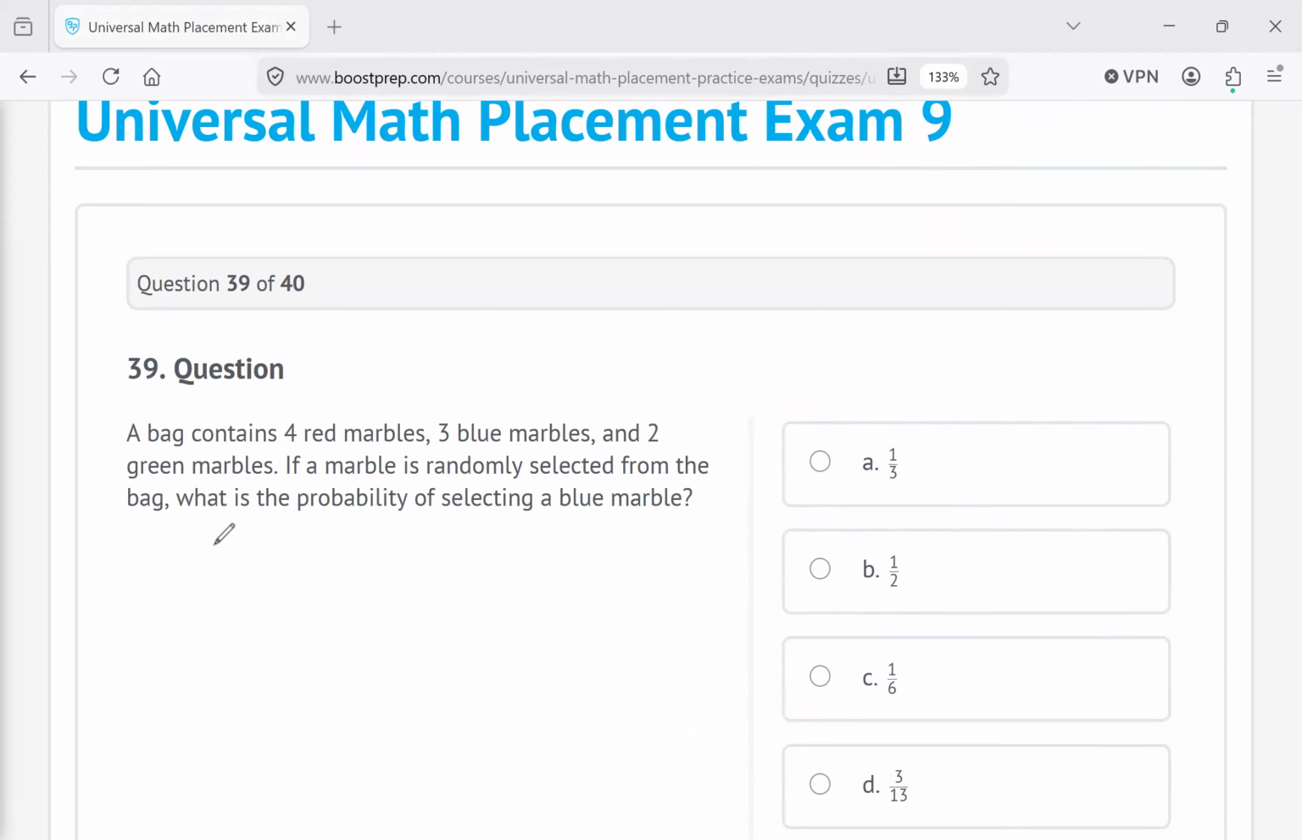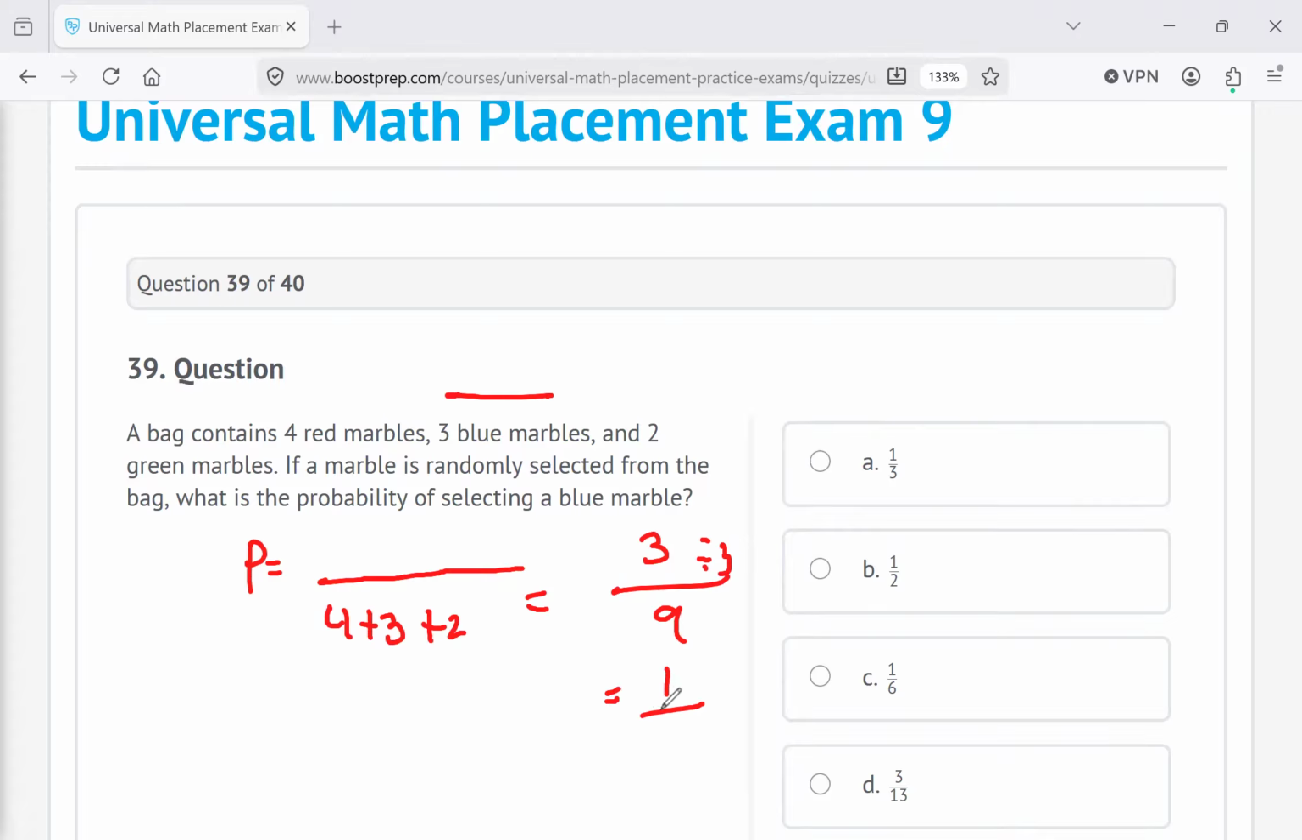A bag contains 4 red marbles, 3 blue marbles, and 2 green marbles. If a marble is randomly selected from the bag, what is the probability of selecting a blue marble? So for probability, you add up the total possible outcomes. You have 4 plus 3 plus 2, that is 9. Then what is the probability of selecting blue? There are only 3 blue marbles. Try to reduce this, so that would be 1 over 3. There you go.